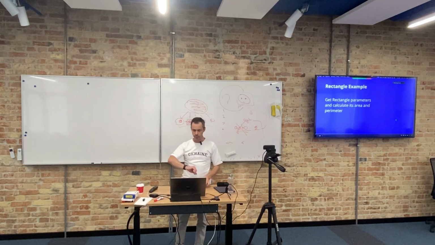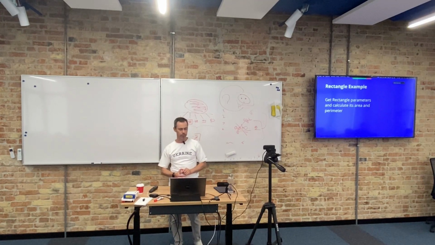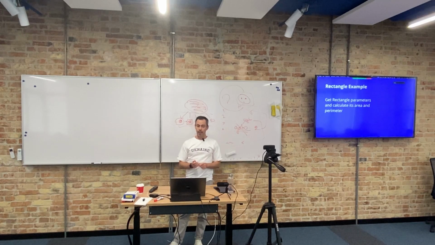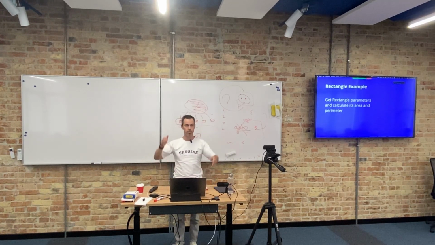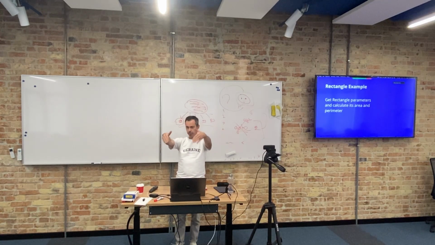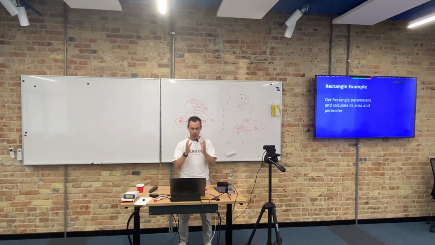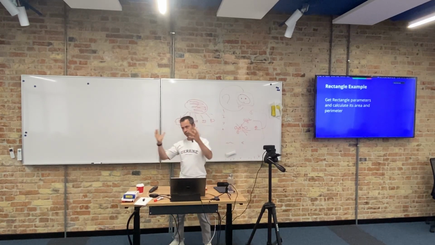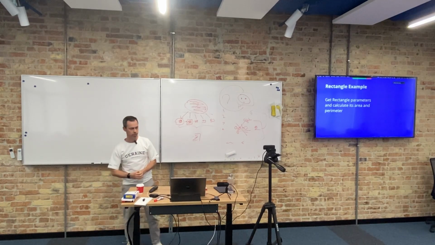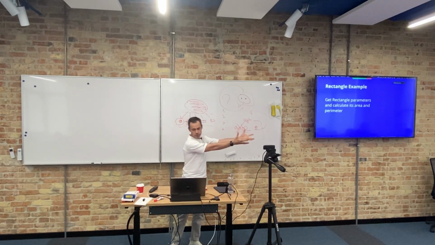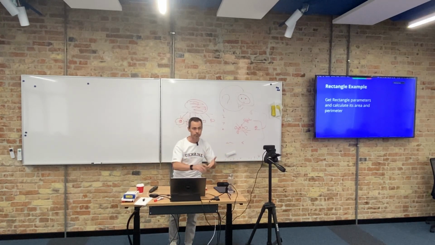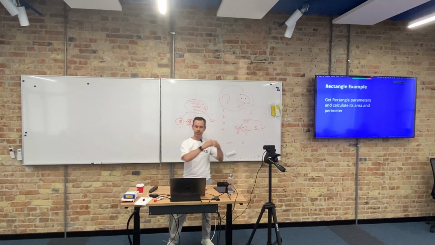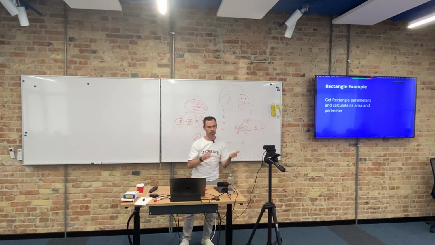Okay. Now, rectangle example. Get rectangle parameters and calculate its area and perimeter. You don't need to implement it by yourself, but just consider that programming task. We get this programming task, rectangle. Everyone knows what a rectangle is. We need to get parameters from the user. Which parameters will we get? Width and length, exactly. Then we calculate area and perimeter.